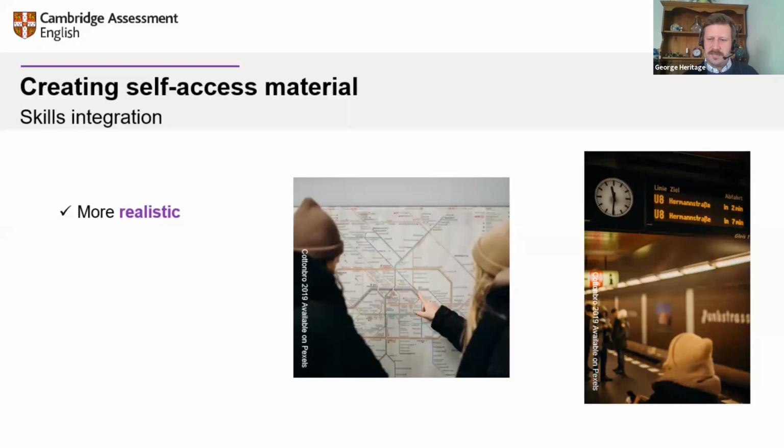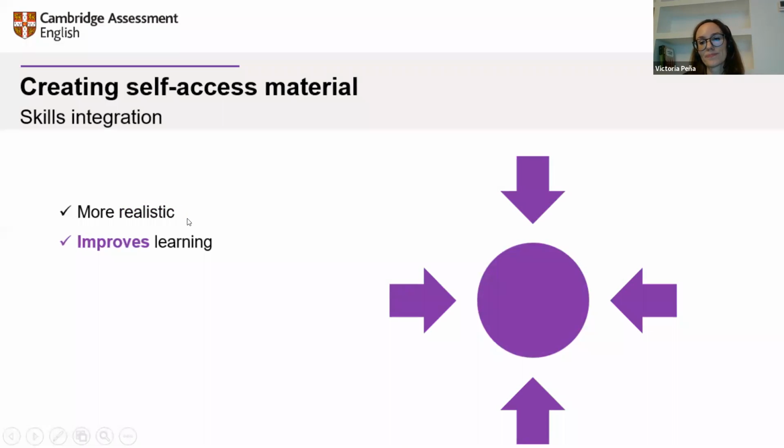Skills integration, Victoria? Yeah, whenever we integrate different skills in our lessons, in our material, we are making the learning process more realistic, because as you said before, George, we rarely use skills in isolation in real life, so it is nice to bring that to our classroom. Virginia, 6 encounters is insufficient to know a word. Exactly, it all depends on the level of acquisition and probably the level of our learners as well.